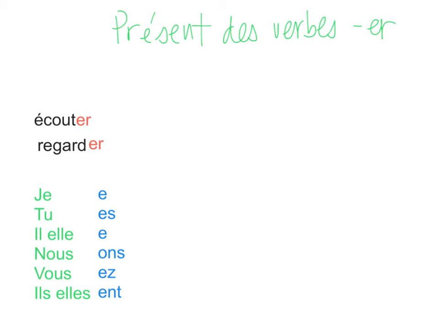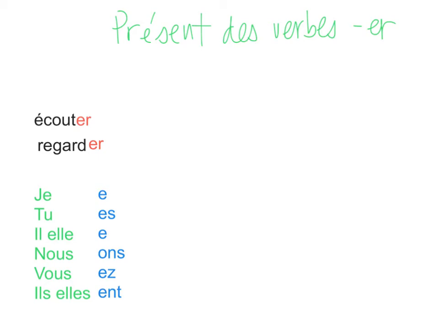In French, they are called ER verbs because if you look at the last two letters of these two words, they are ER. They end with ER. It's not always the case. Most verbs in French end with ER, but some verbs end with other things, differently.